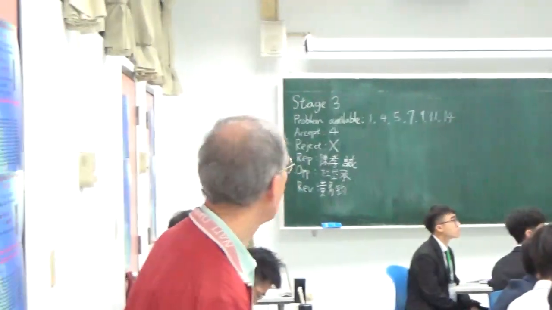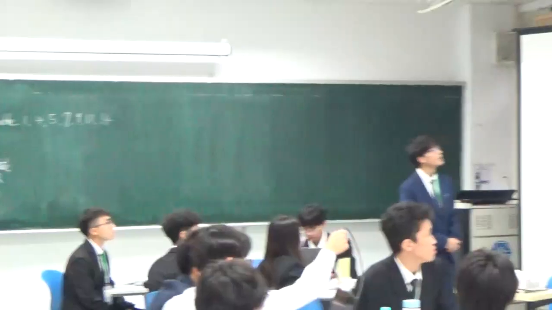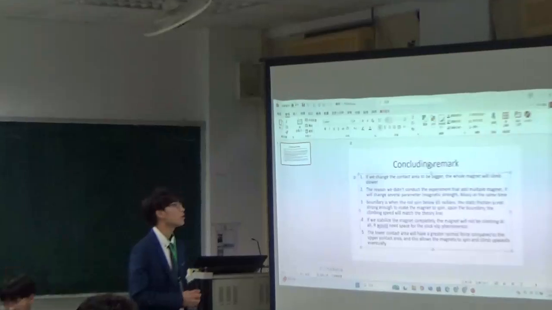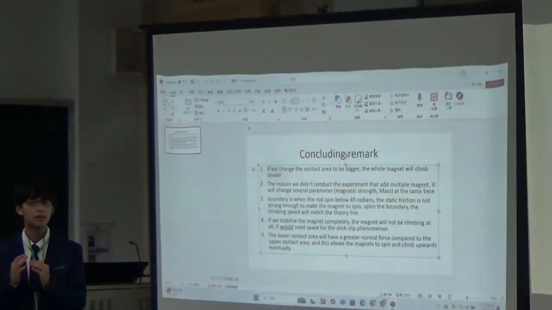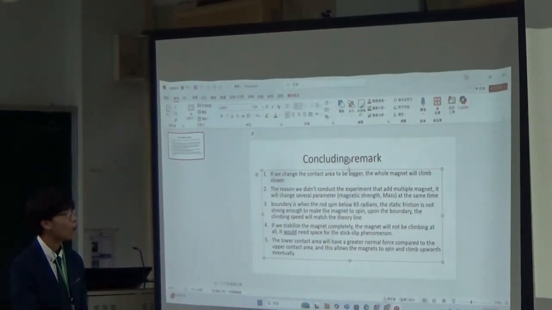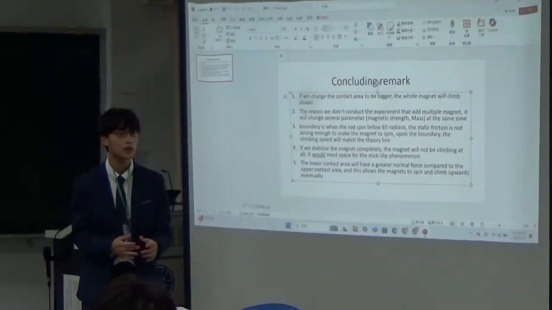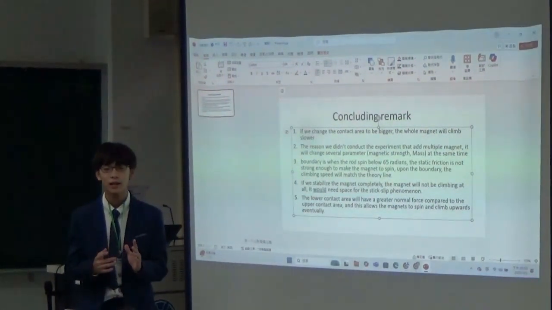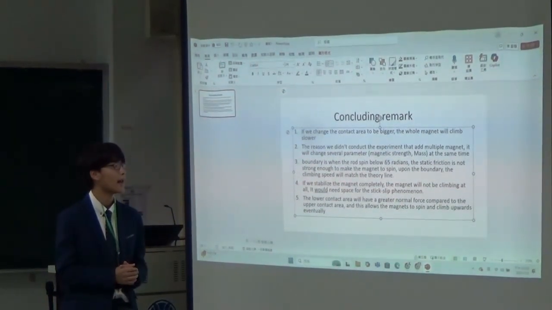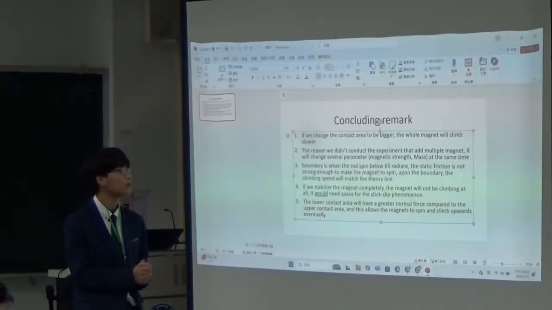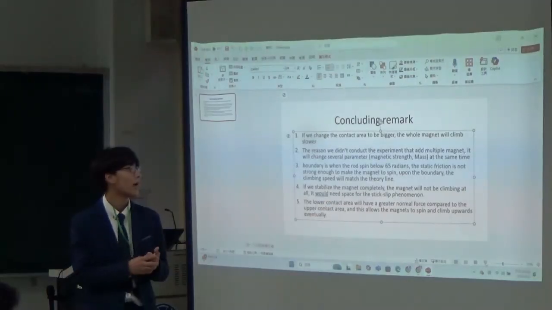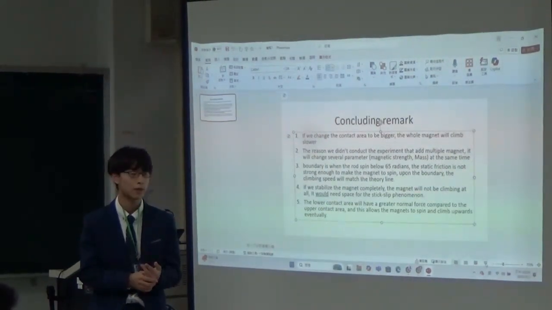Summary time for the reporter, 2 minutes. Now we would like to give our concluding remarks for this problem. First, we agree with the reporter, the opponent and the reviewer that if we change the contact area to be bigger, the whole magnet's motion will climb up more slowly. It will have a slower climbing rate and a slower velocity. The reason we did not conduct the experiment that adds multiple magnets is that it would change two parameters at the same time, the magnetic strength and the mass. So we did not choose to conduct this experiment.